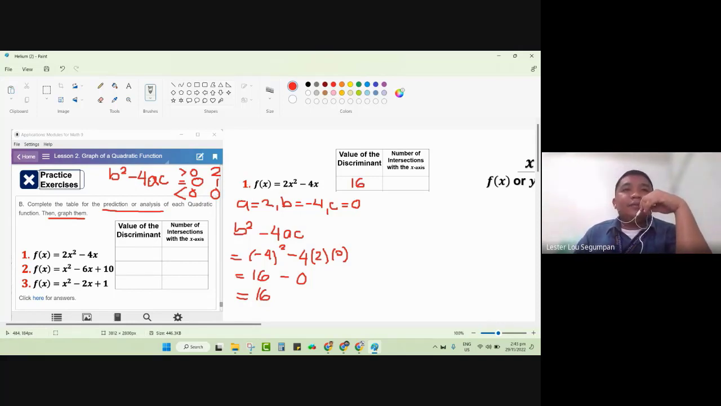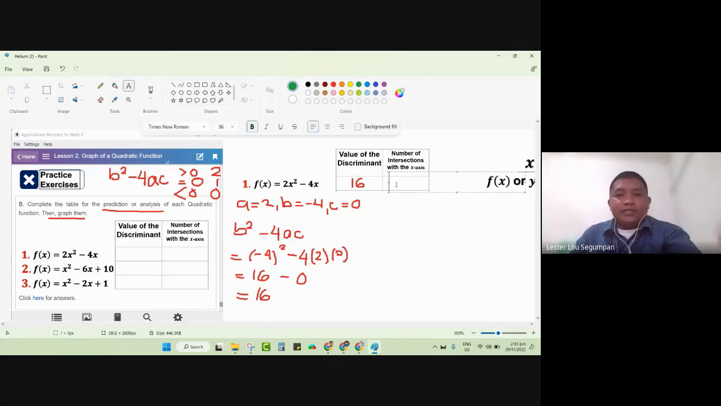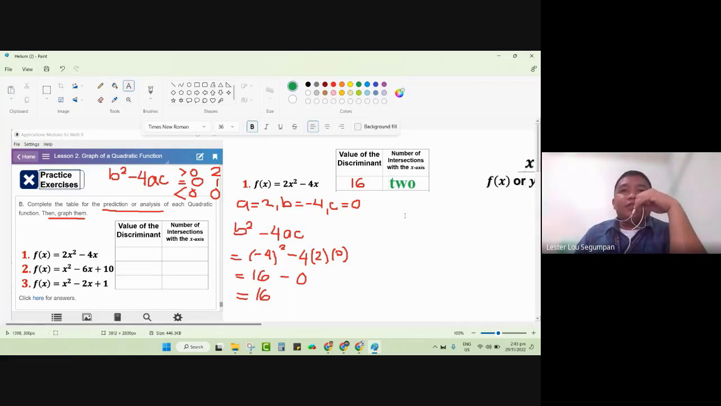Using the same concepts here, if the value of the discriminant is greater than 0, we expect two roots, and those two roots are also considered to be the number of intersections with the x-axis. In short, the answer here for the number of intersections between the parabolic graph and the x-axis would be 2. Again, there are two intersections. Later, we are going to check it using our graph.